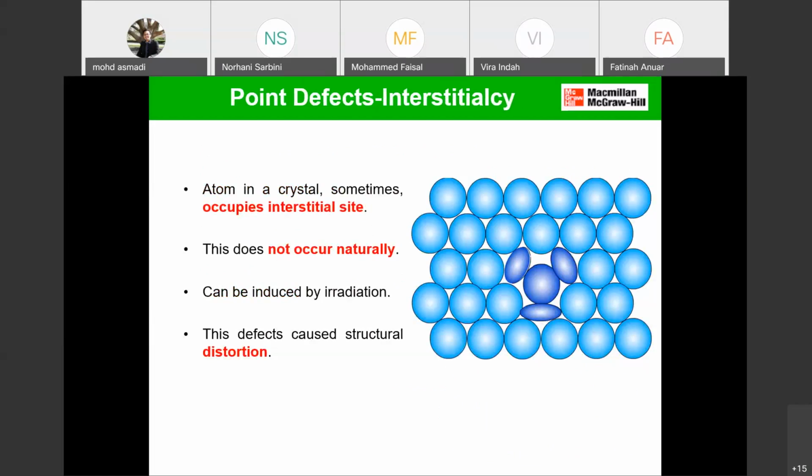In terms of interstitials, occupiers of the interstitial site, this is also a point defect. Processes such as irradiation can cause distortion. If you look here, this is the difference, right? Different atoms. So we have already defined what an interstitial is.